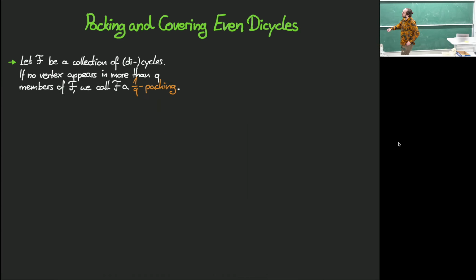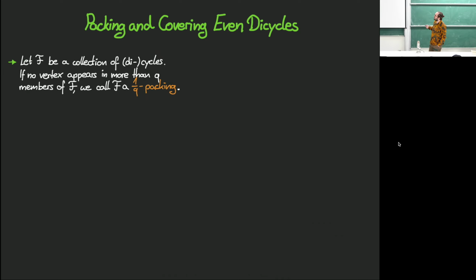Good. Okay, so the entire project was about packing and covering of even directed cycles. The first page, this is kind of unusual for me, I will start with the statement of our theorem and some definitions. So I take F to be a collection of cycles or directed cycles such that no vertex appears in more than Q of these cycles. In such a setting, I will call F a 1 over Q packing.